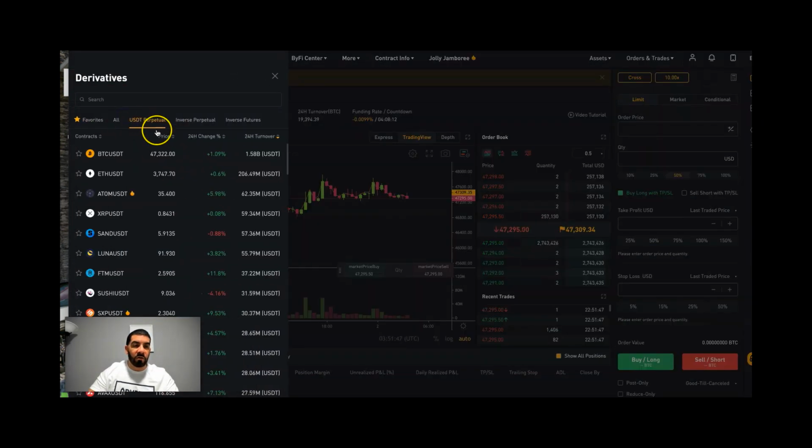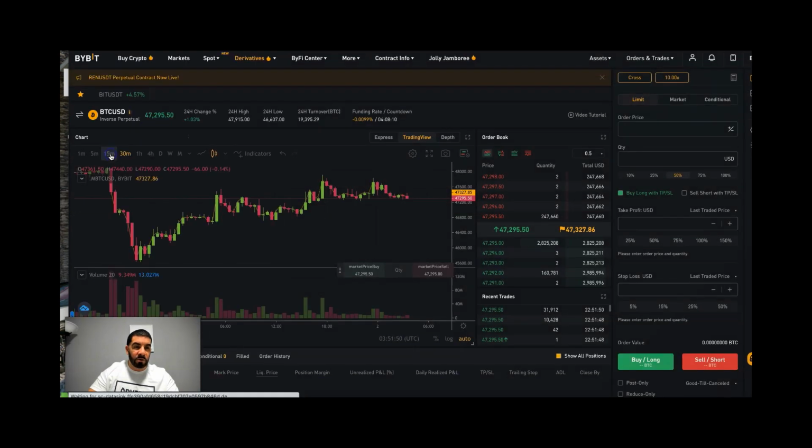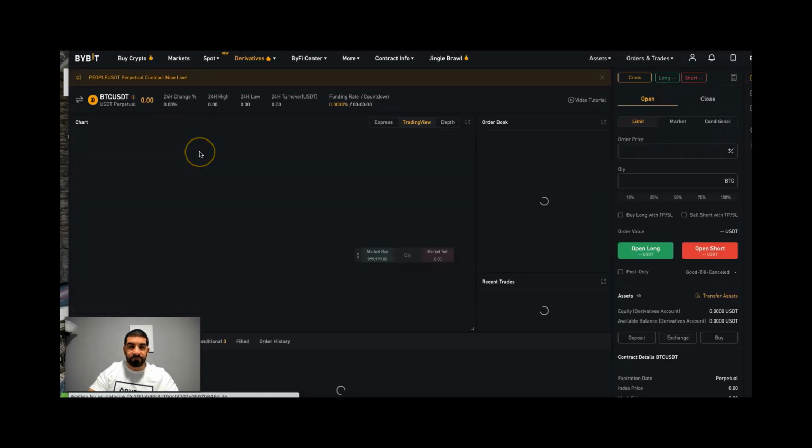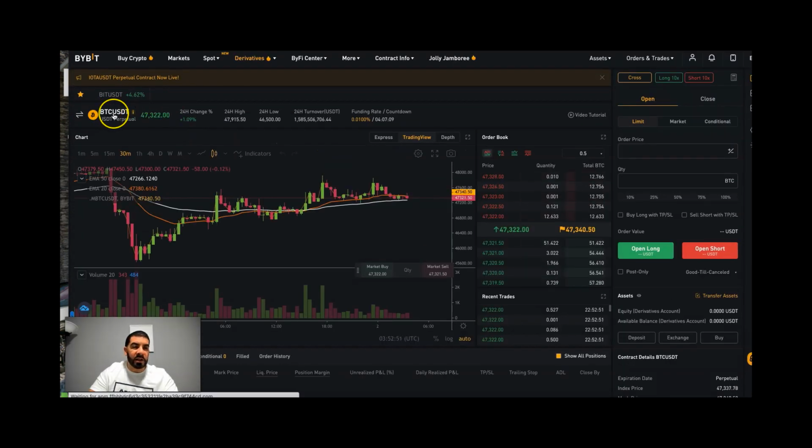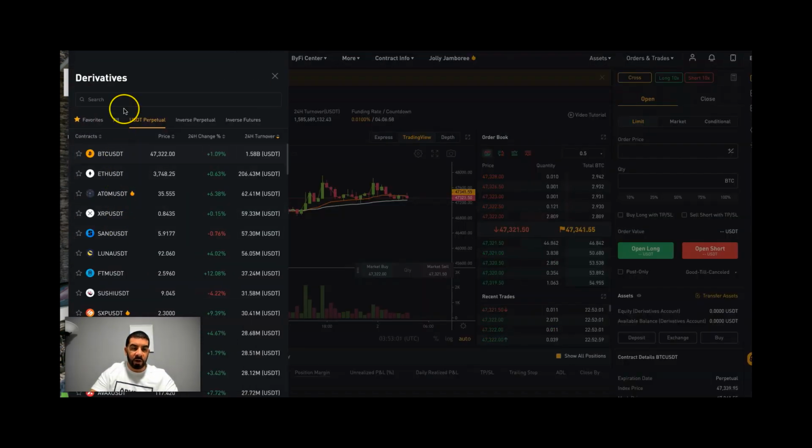So we're going to go over here, USDT perpetual, and we're going to select BTC versus USDT. Now we're on BTC USDT, which is what we're going to be using, and again, it's USDT perpetual. So for the most part, whenever we're trading, it's always going to be USDT perpetual against a certain coin, a certain altcoin. So just keep that in mind.